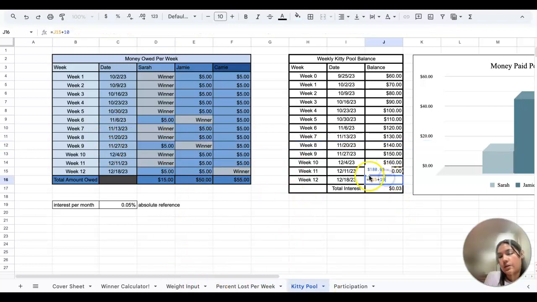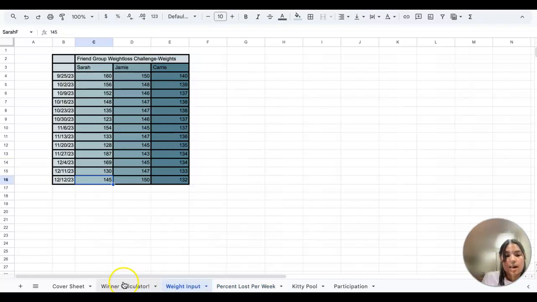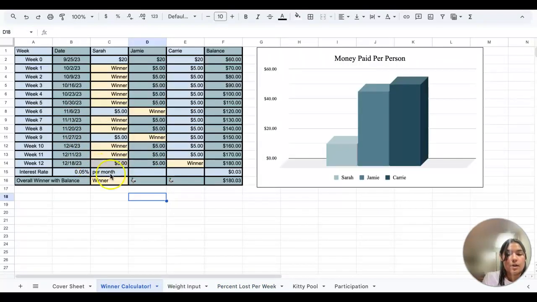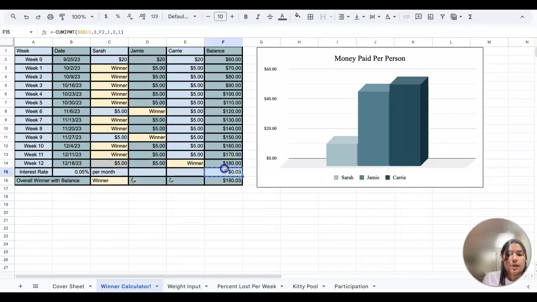We have mathematical functions right here to calculate how much money was in the kitty each week, as well as mathematical equations inside this page. And then we have another separate IF statement here to calculate the overall winner, and another absolute reference inside that. And we have a chart. Yep, and then I was able to input this table that shows who paid what and how much.